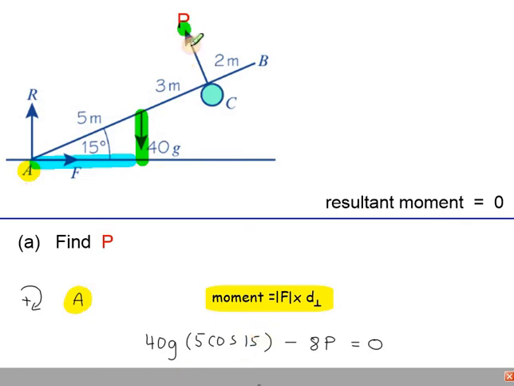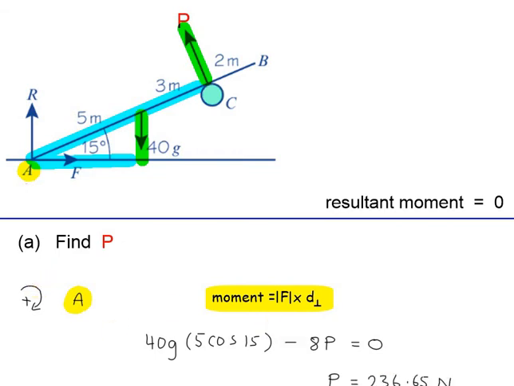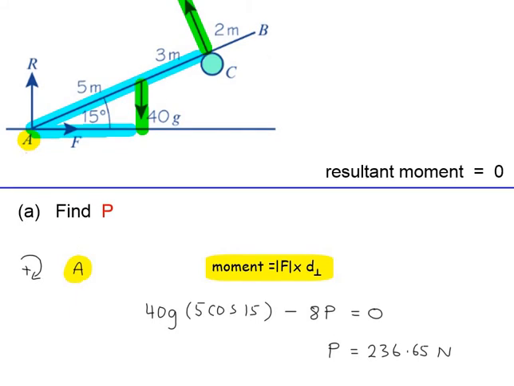Now we look at force P, and the perpendicular distance to that force now is just 8 meters, so it's 8 times P, but again around point A, this force is going in an anti-clockwise sense around point A, so it's negative, it's the opposite to this direction. And then we solve to get P.